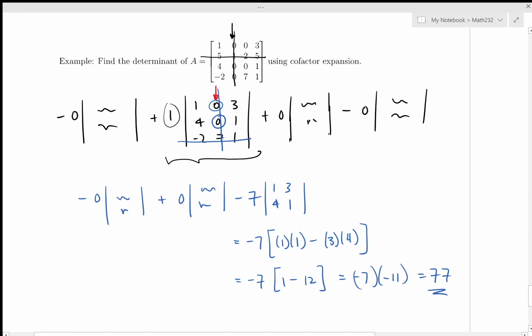Okay, if you wanted to hammer home the idea that choosing the row or column with the most zeros is a good idea, you could try the whole problem again, right? You could try this problem again by expanding, for example, along the second row. Go ahead and do that, and then you'll see how many more calculations you need. And if everybody's done the arithmetic correctly, of course you'll get the same answer.